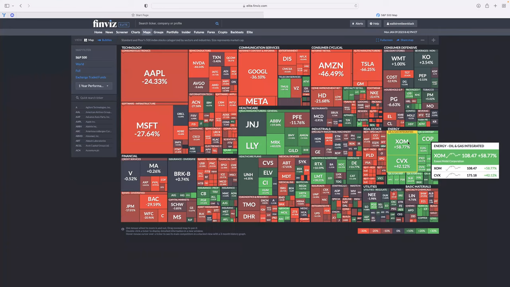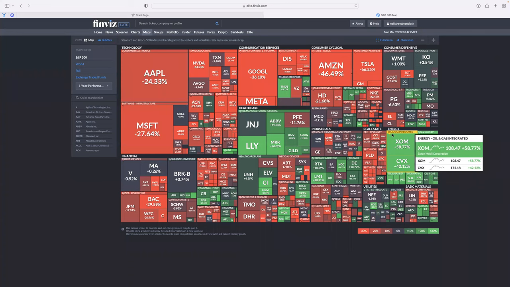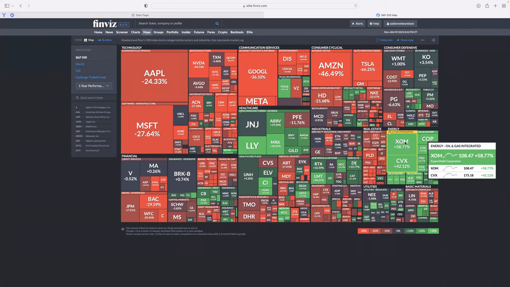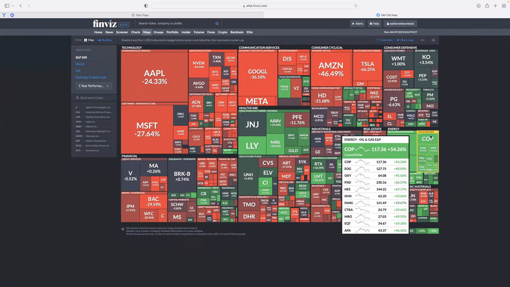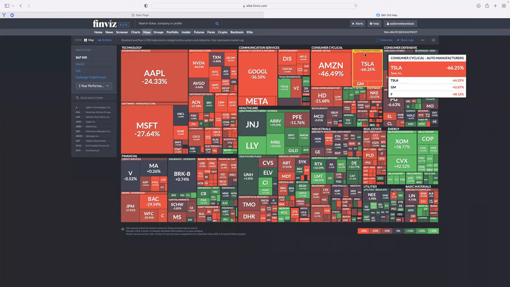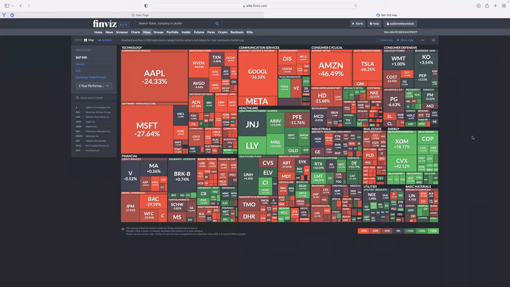So if we look at the energy sector, right, we have the oil and gas integrated. So in here we have Exxon and Chevron. Over in here we have the oil and gas. Betty, what does it stand for? Tesla and the rise of electric cars. I like that. Okay. But so Tesla is over here in consumer. Oh, I'm sorry. Go ahead.